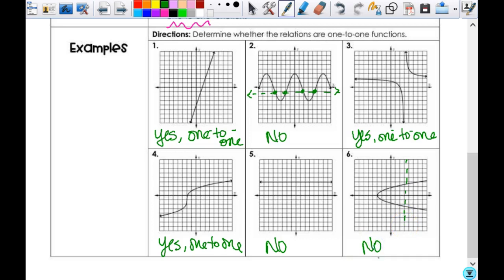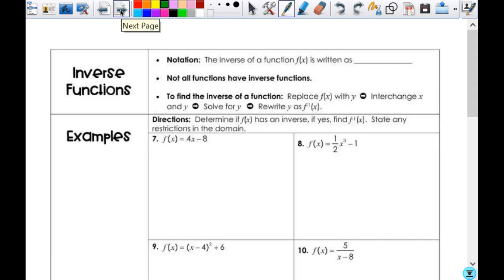Everybody okay with that? That easy enough? Okay. So graphically, we've got the vertical and the horizontal line test, right? Now, inverse functions. So our notation, the inverse of a function, so if I have f of x, it's written as the f inverse of x. It looks like f to the negative 1 power.